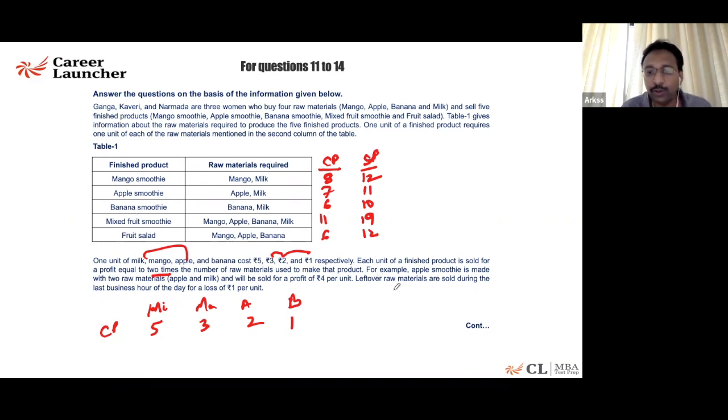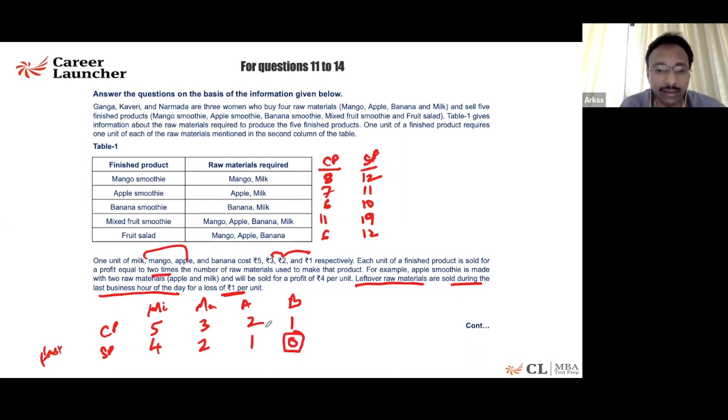So selling prices of mango smoothie, apple smoothie, banana smoothie, etc. is given to you. Leftover raw materials are sold during the last business hour of the day for a loss of 1 rupee. So for example, selling price for the last hour for milk will be 4, this will be 2, this will be 1, and obviously 0. This is obviously 0. It doesn't matter. 4, 2 and 1. This is the selling price of the leftover raw materials. Okay. Now what else is given?